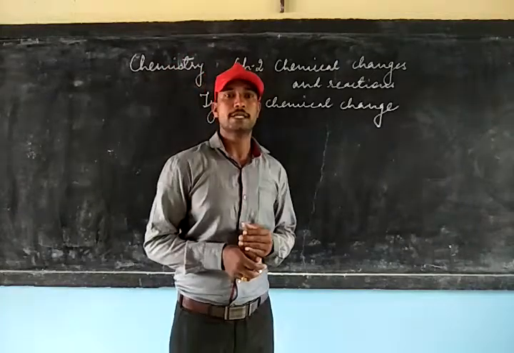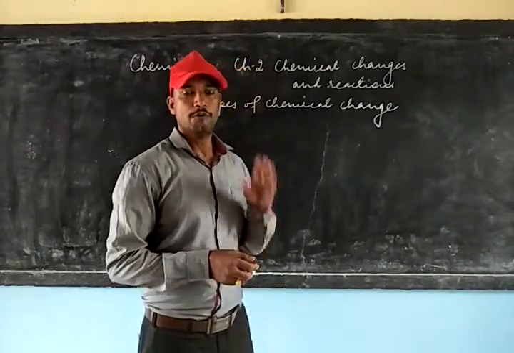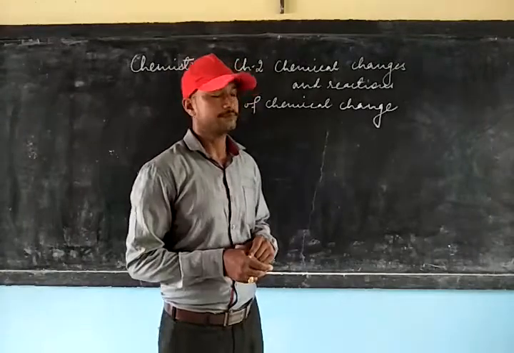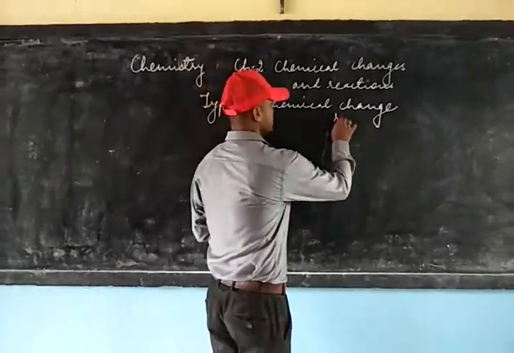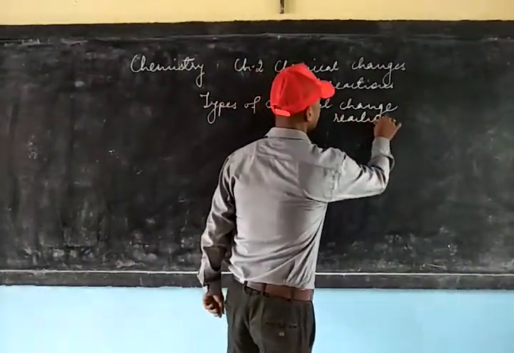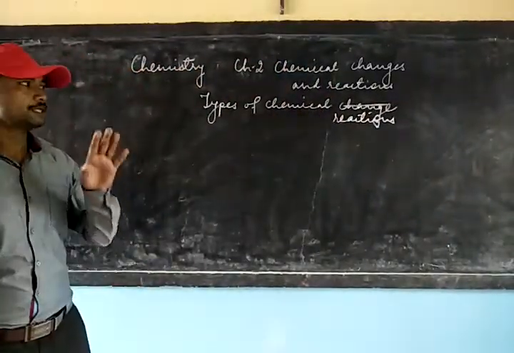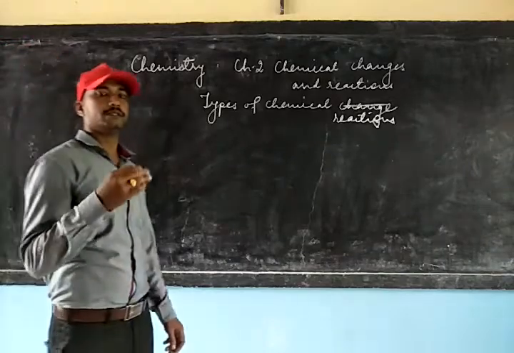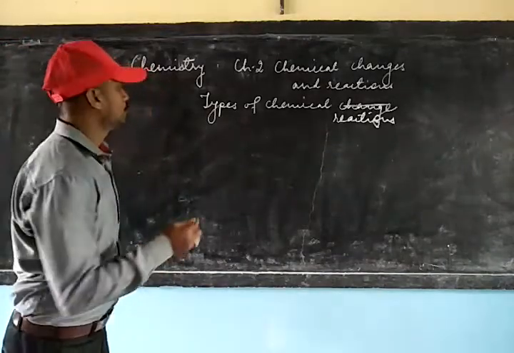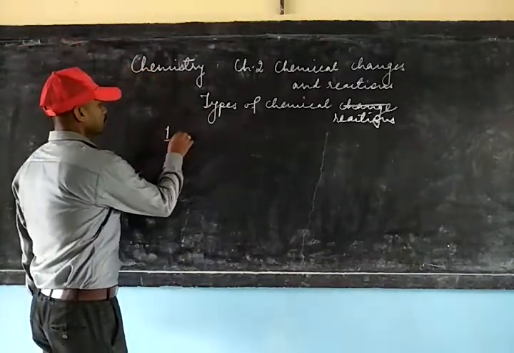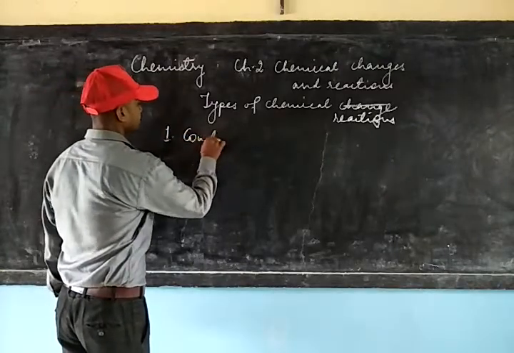So mainly in this class we are going to discuss four types of chemical reactions. Here we can write the reactions also. So we have types of chemical reactions. There are four types. We can start with the first type. First type is combination reaction.